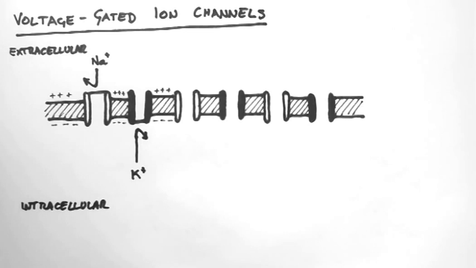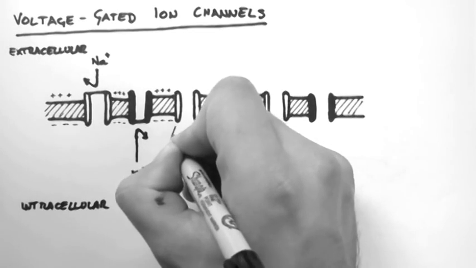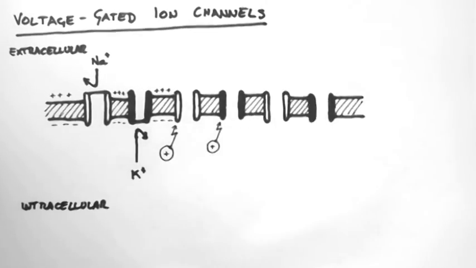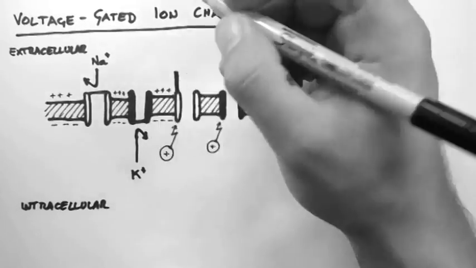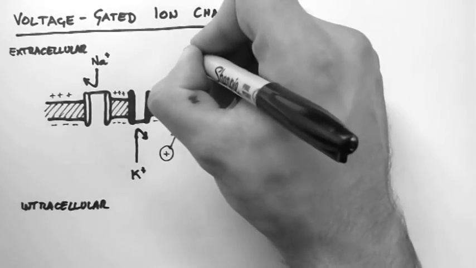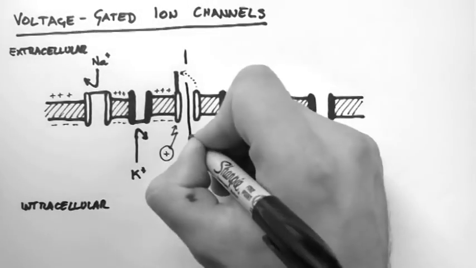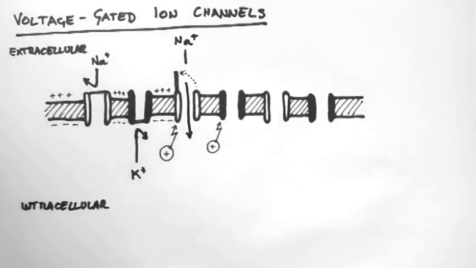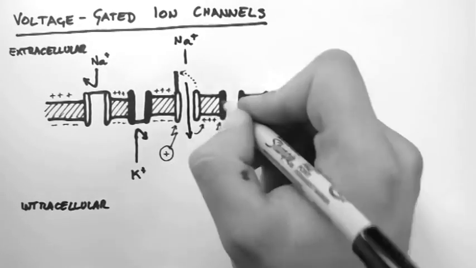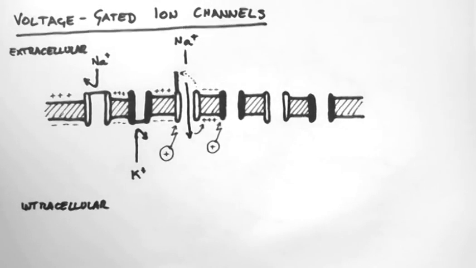However, if we change the voltage across the membrane by adding positive charges here and here, then this gate flips open on the sodium channel. And this allows sodium to flow into the cell down its concentration gradient. This means there is an influx of positively charged sodium ions, and the positive charges start lining up across the membrane, with the negative charges lining up on the other side. So this is a reversal of the resting membrane potential.